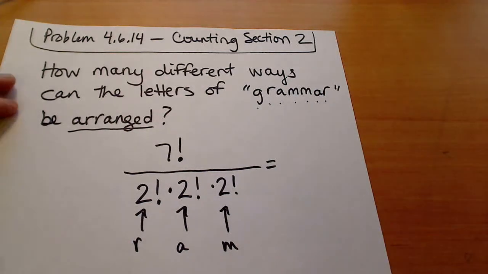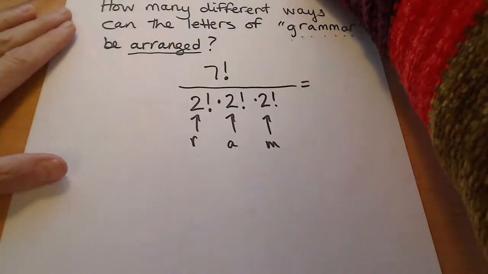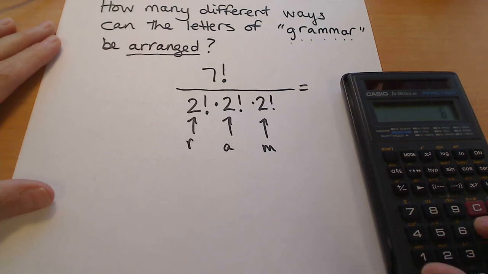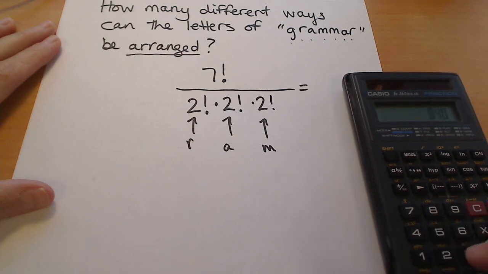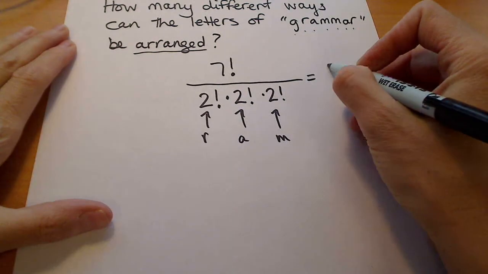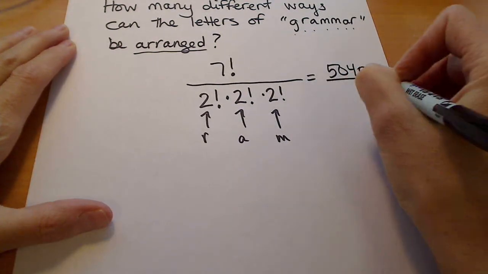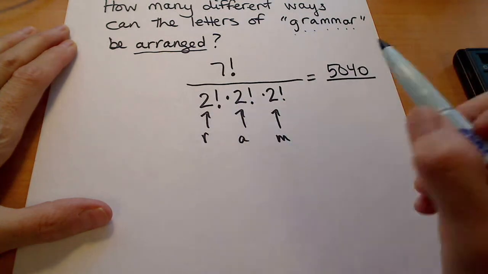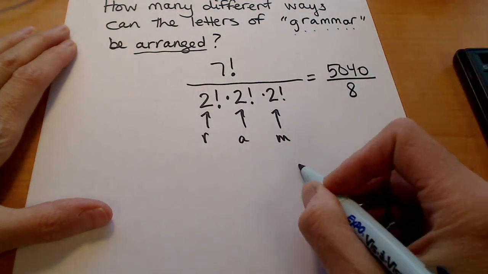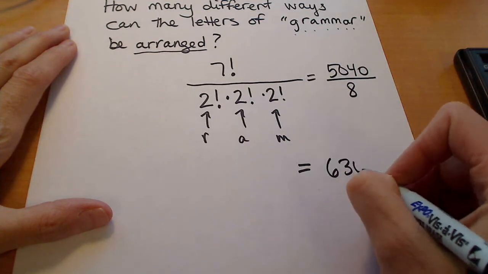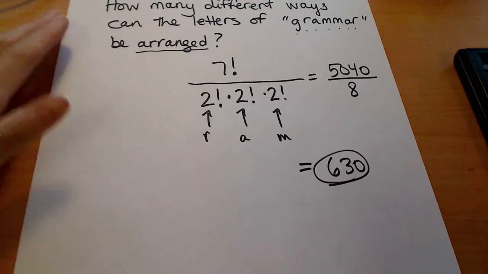Okay, so if we go through and just do the calculation on this, so 7 factorial, 7 times 6 times 5, 4, 3, and 2, and 1, so it's 5,040. And 2 factorial is just 2, so this is 2 times 2 times 2, so that's 8. And if you take 5,040 and divide by 8, you get 630. So that would be our answer in this problem.